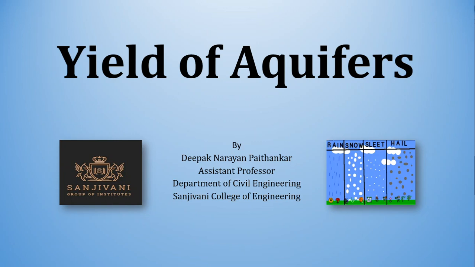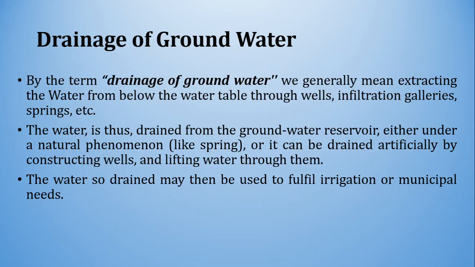So far, up till now, we have seen the types of aquifers and various terminologies, definitions, technical terms associated with aquifers. So in this lecture, we are going to see what is meant by yield of aquifers and how it is determined. So let us start. Before going actually on the yield topic, we have to understand various terminologies to find out the yield of aquifer.